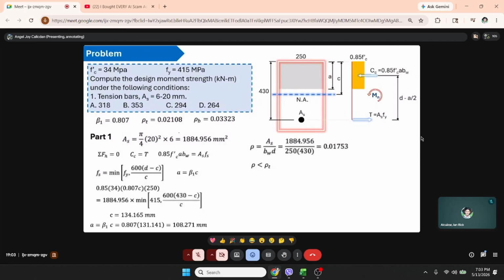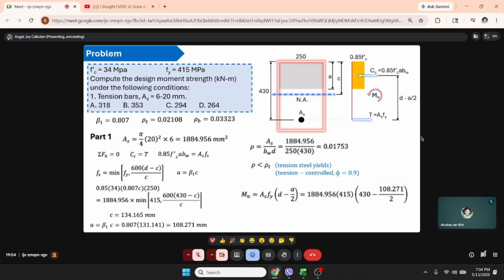And comparing sa kaning mga boundaries, ang atong actual is less than sa raw na tension controlled. Therefore, nag-yield ang tension steel and also naa siya sa tension controlled na zone and we'll use phi equals to 0.9.